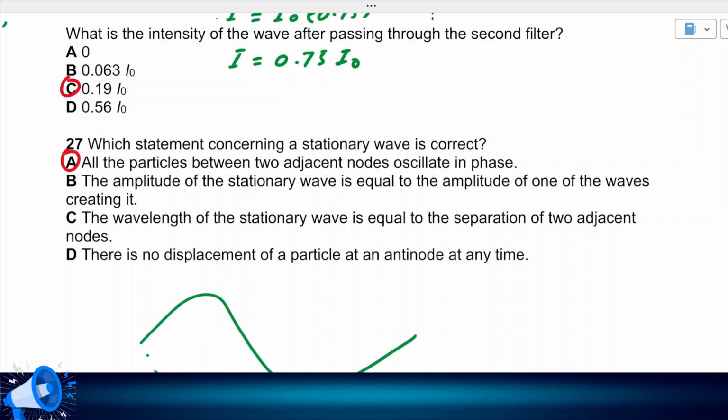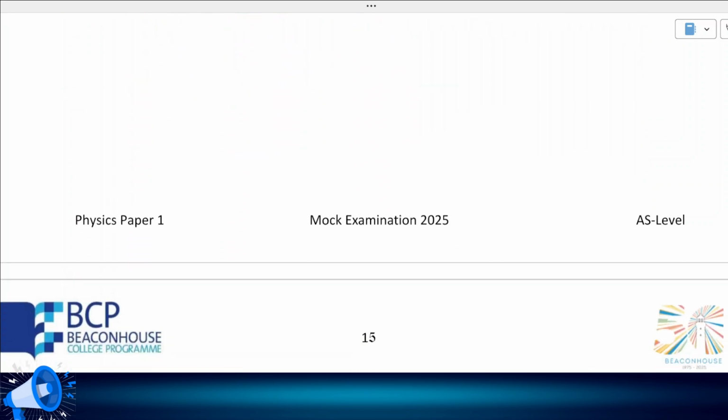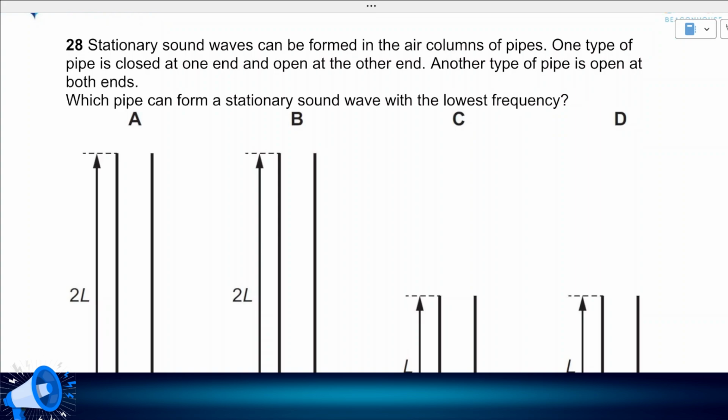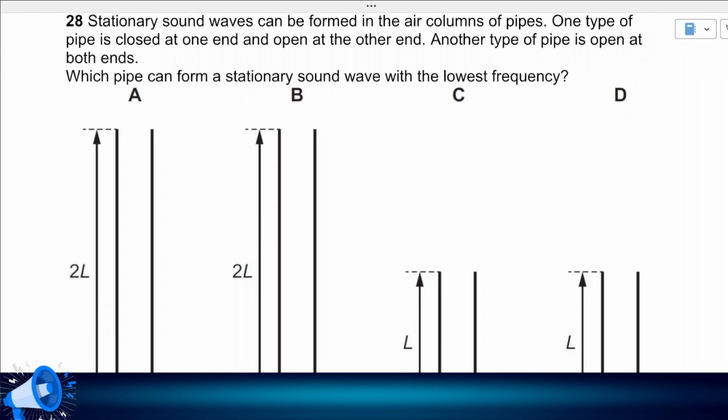So let's say this is a stationary wave and we have these two nodes here. This is node 1, this is node 2. So all the particles between these adjacent nodes have no phase difference, which means they oscillate in phase. Okay, then we have the next one.